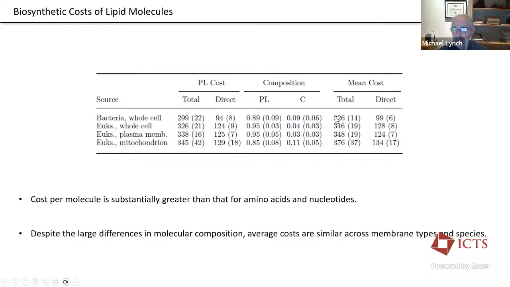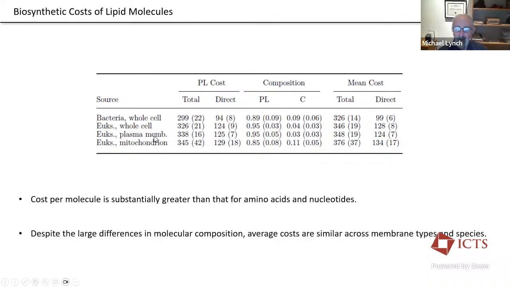And they're on the order of about 320 up to almost 400 ATPs per molecule. So much higher than nucleotides. Remember, a nucleotide costs us 50 ATPs. And yet, even though different species have different types of lipids they're using, they're all in sort of the same ballpark.